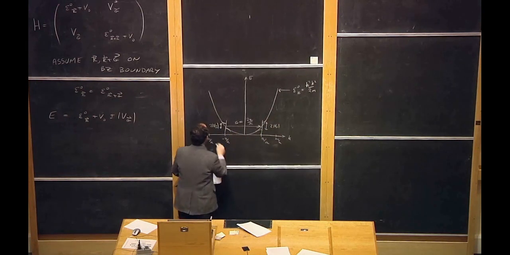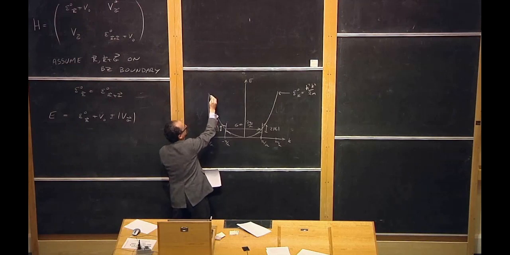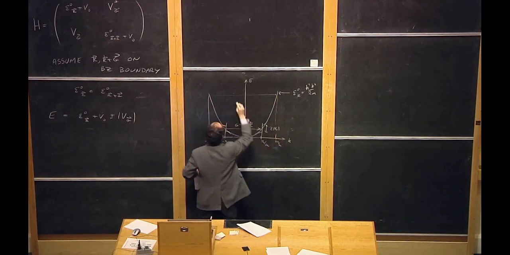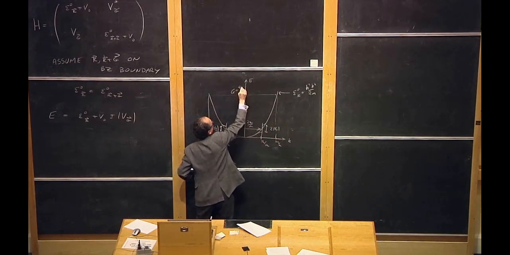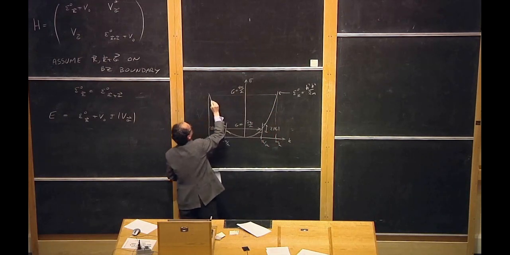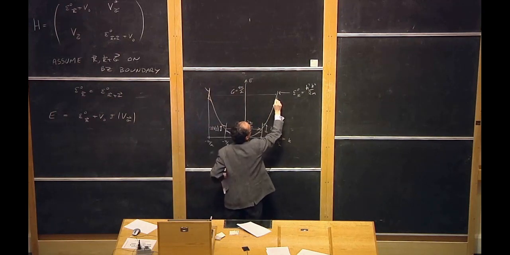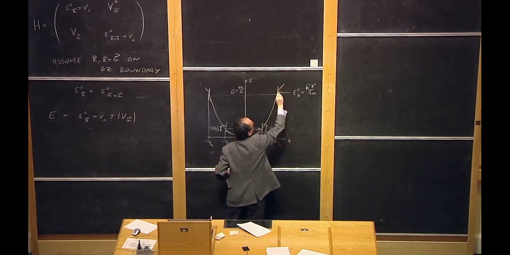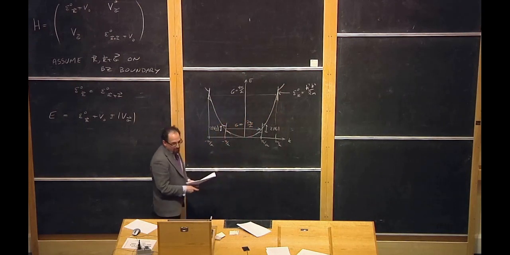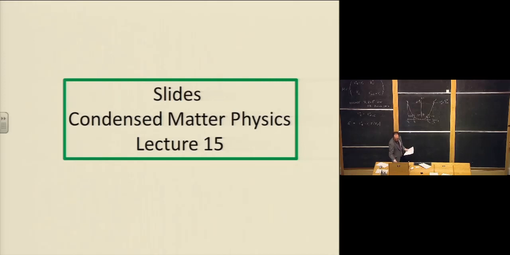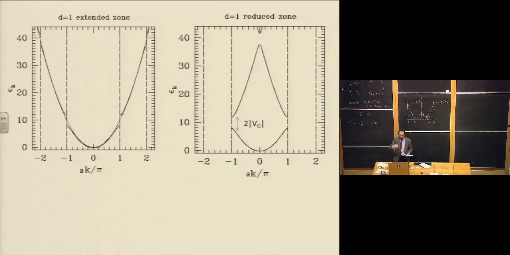And the same thing would happen up here, where you can scatter from Brillouin zone boundary to Brillouin zone boundary by g equals 4 pi over a. And here a gap would open up at the Brillouin zone boundary here, and a gap would open up at the Brillouin zone boundary here. Okay? So since I've drawn that fairly badly, I was prepared for this, and I have a slide.